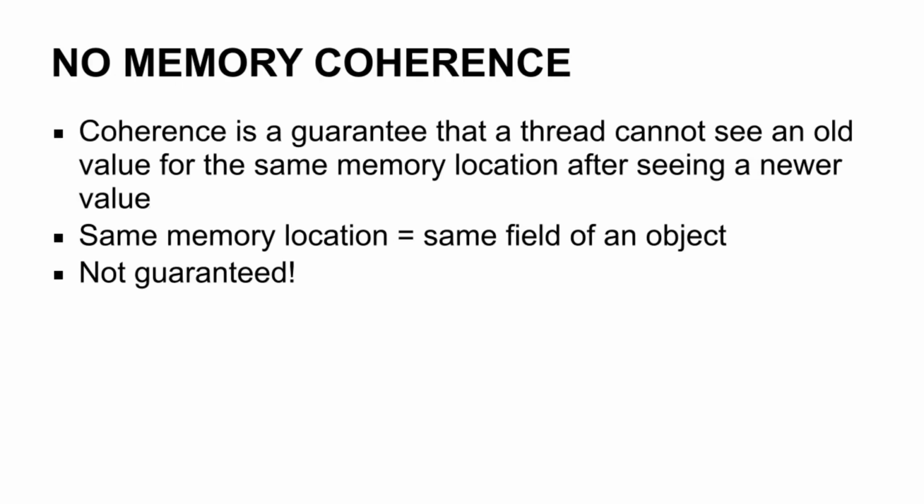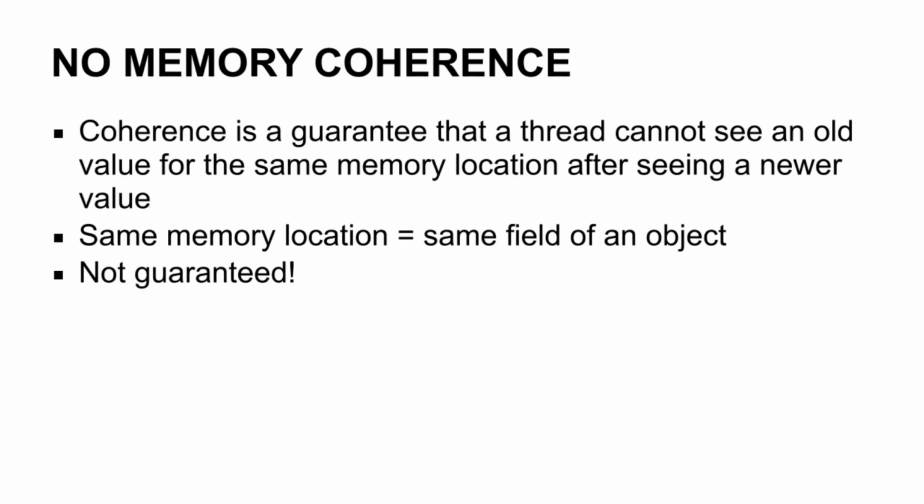It requires us to give up a property called memory coherence. This actually was a property that we were supposed to have in Java 1.4 and earlier, although the just-in-time compiler never actually implemented it. What is it? Well, coherence is a guarantee that a thread cannot see an old value for the same memory location after seeing a new value. And when I say same memory location, you can basically think the same field of an object. This seems reasonable. This thread sees a value, it then sees a newer value. How can we go backwards in time?